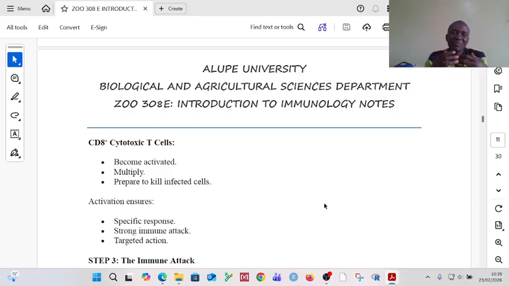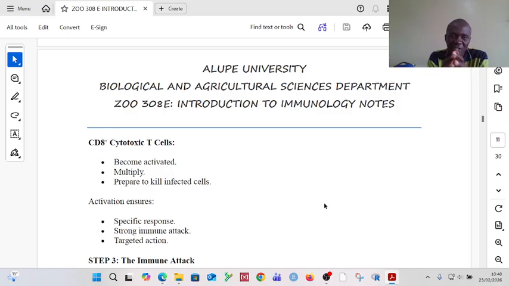So it is important that these T cells are activated because activation ensures that the response is specific. It is responding to a particular pathogen. That is important for memory. Okay? Ukisikia kitu fulani inasema hiyo ni HIV, hiyo ni TB, hiyo ni cancer. Okay? So it has to be activated.